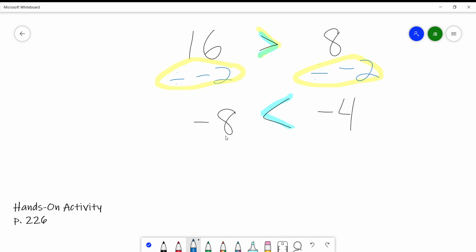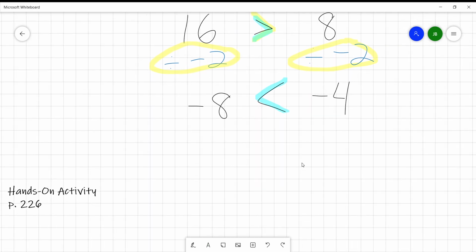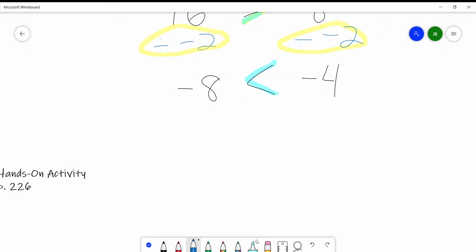Now let's divide by, now the hands-on activity says to divide by +2. All right, so let's go ahead and just keep tracking. So now we're going to divide by +2, do the same thing to both sides, divide by 2. What do we get? We get -4 and we get -2. So we don't switch the signs because we divided by something positive.